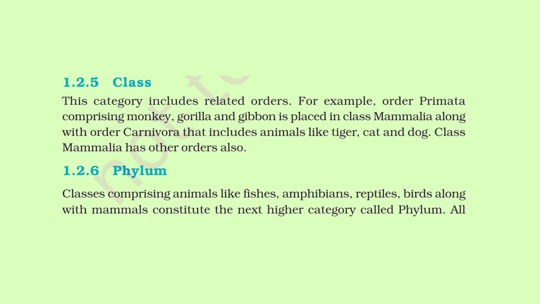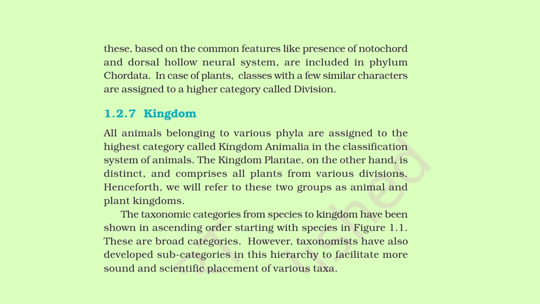1.2.6 Phylum. Classes comprising animals like fishes, amphibians, reptiles, birds, along with mammals constitute the next higher category called phylum. All these, based on the common features like presence of notochord and dorsal hollow neural system, are included in phylum Chordata. In case of plants, classes with a few similar characters are assigned to a higher category called division.